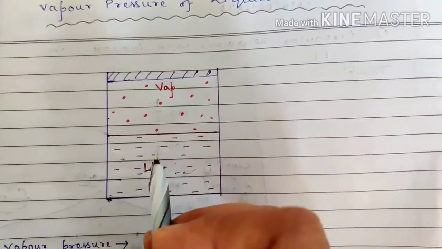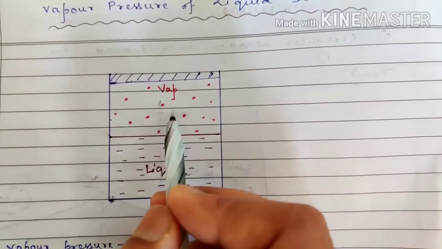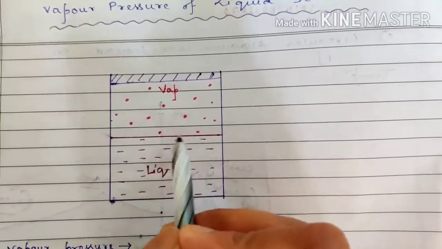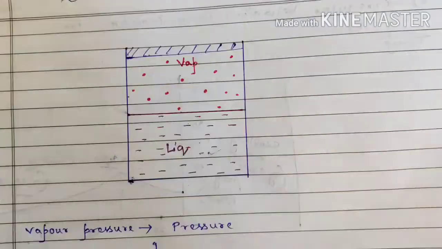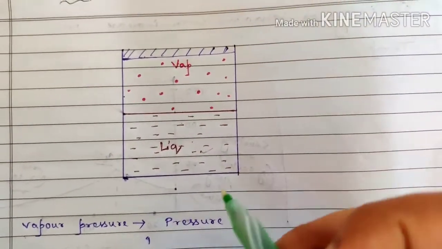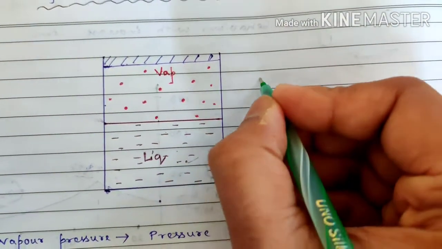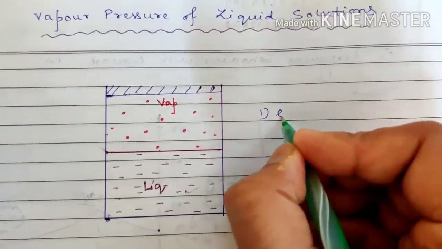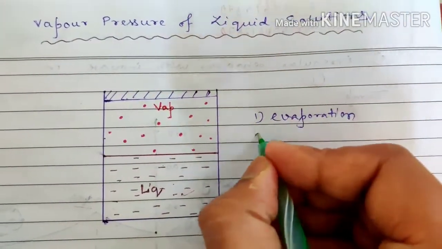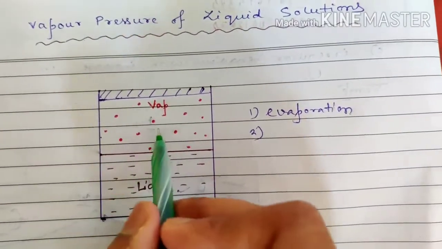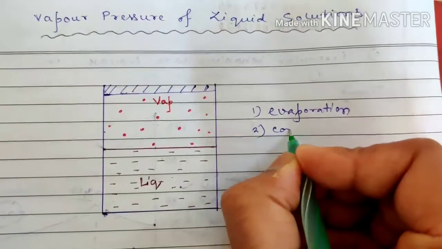With time, some liquid will keep on changing into vapor, and when these vapor molecules come into contact with the liquid, they will be condensed. So two simultaneous processes will go on gradually. One is evaporation, and the second is that the vapor will come in contact with the liquid and be condensed. So that is condensation.